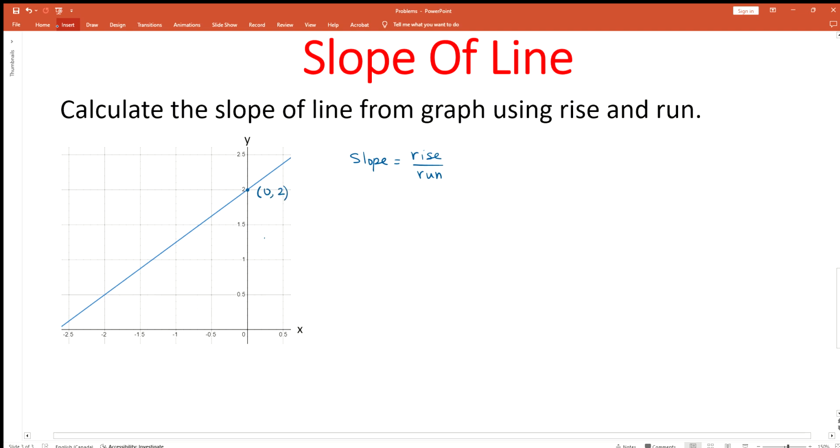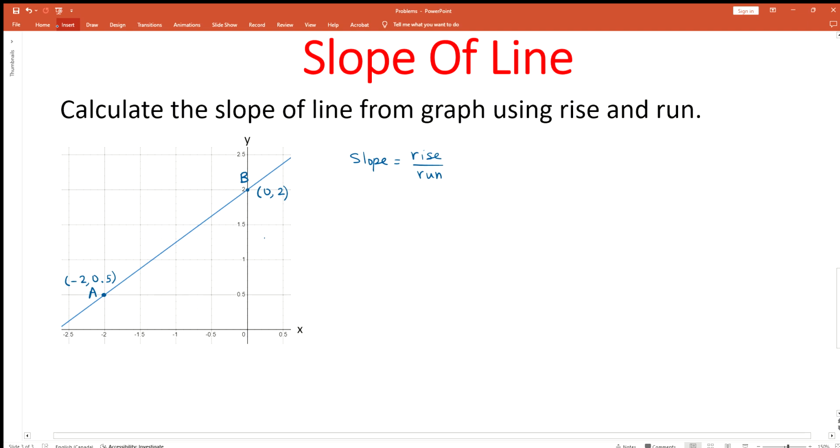Since it's the y-intercept, the x-coordinate of this point is equal to 0. Another exact point that lies on this line is this point, -2, 0.5. We have to calculate the rise and run between these 2 points. Let's assume the point -2, 0.5 is point A and point 0, 2 is B.